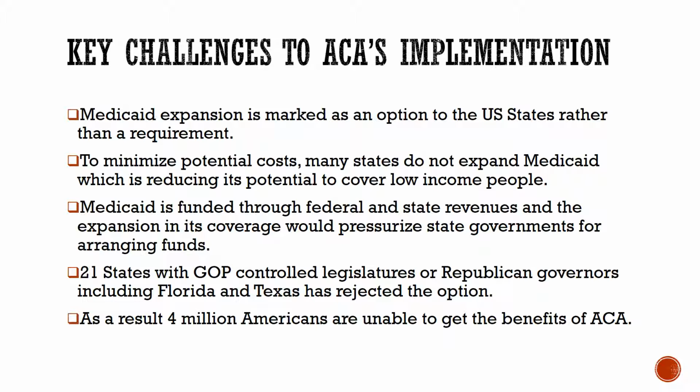Although the Obama administration has somehow controlled the obstacles and challenges that are bothering state and national policymakers, there are some key challenges that the government needs to resolve in the first place to increase the effectiveness of ACA. The government kept Medicaid expansion as an option rather than a requirement, which has encouraged many states to not accept the expansion, and as a result, 4 million low-income people are unable to get insured under ACA. Government needs to make Medicaid expansion a requirement in order to reduce the resistance of state government and to fully benefit the low-income population of the United States.